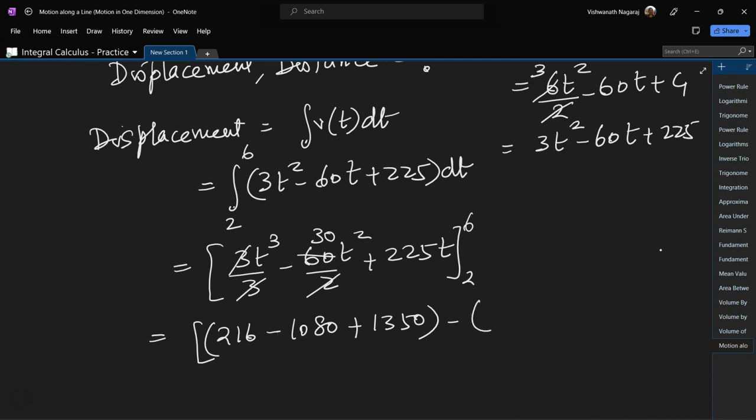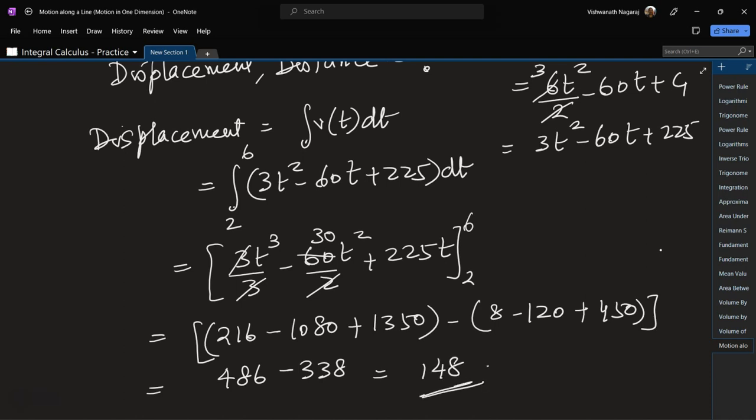minus 2 cube is 8 minus 4 times 30 is 120 plus 225 times 2 is 450. This gives us 486 minus 338, which is equal to 148 units, meters, centimeters, or whatever it is.